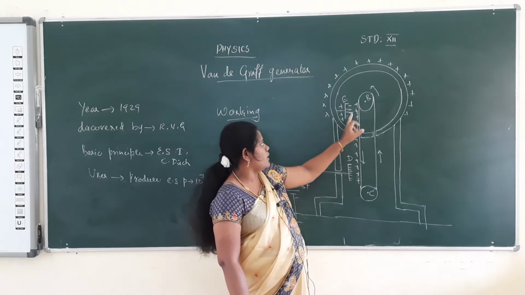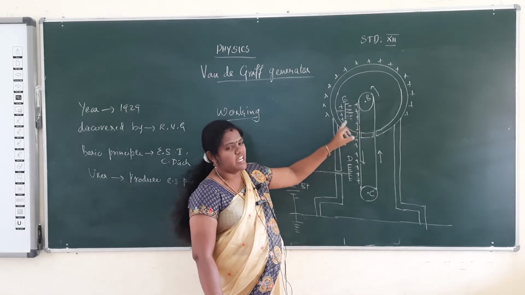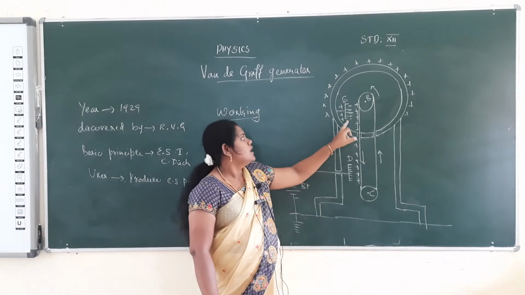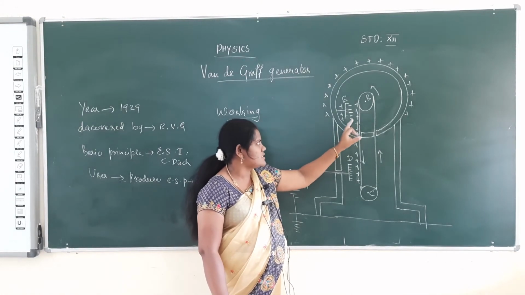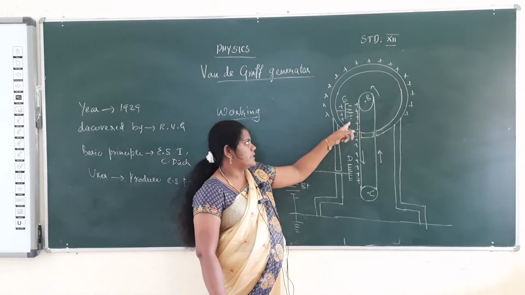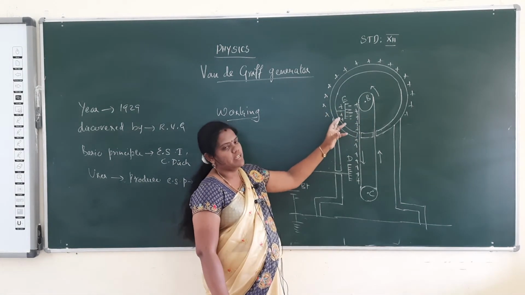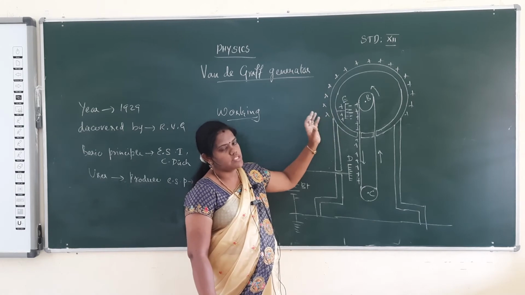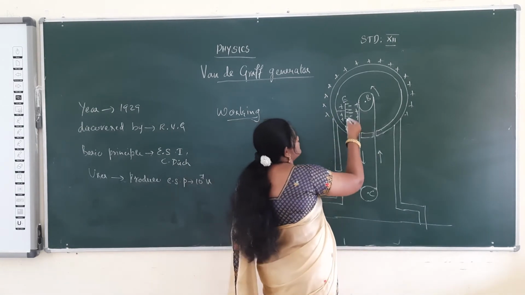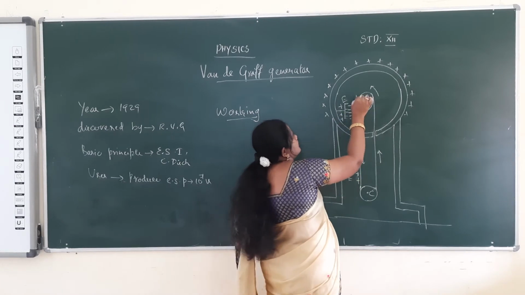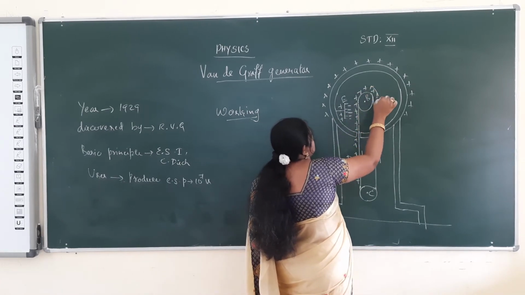When the positive charges move like this and come near the E comb, the electrostatic induction process takes place. Negative charges are created near the positive charges, and on the other side positive charges are created due to electrostatic induction. So again the positive charges will be moving on the belt.